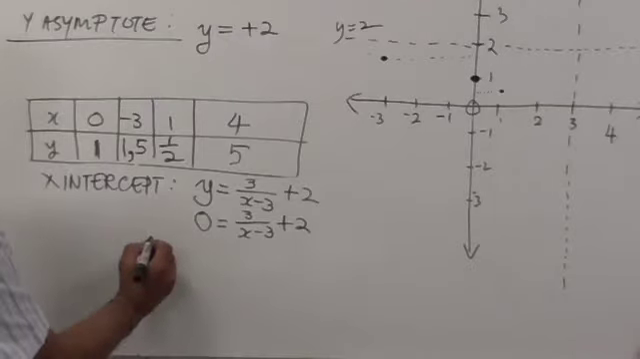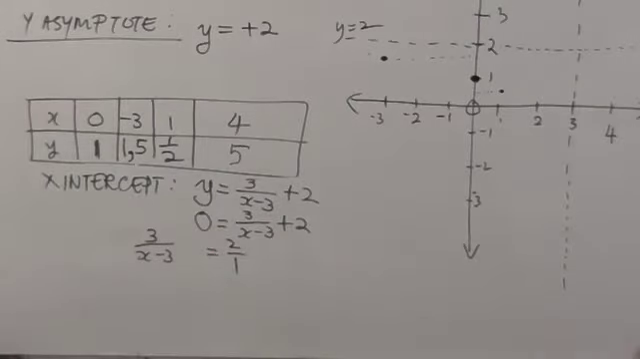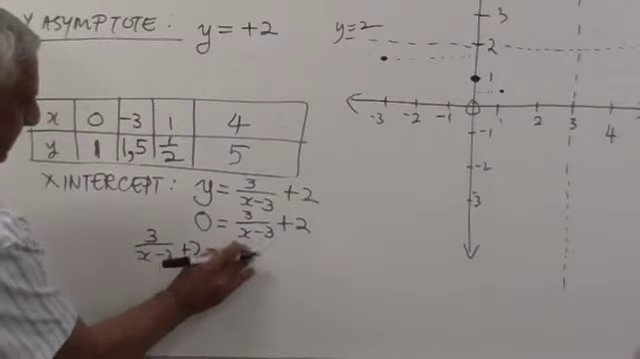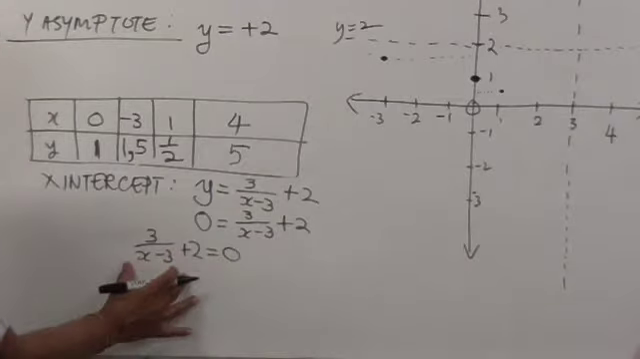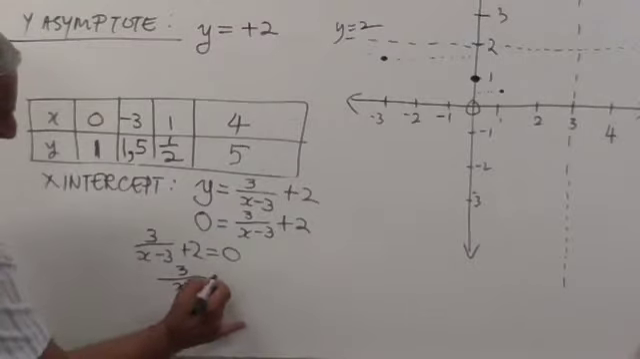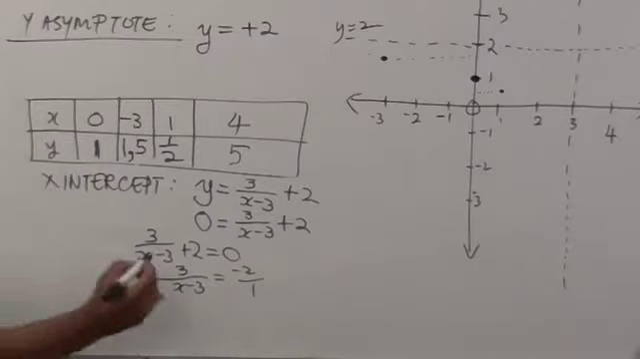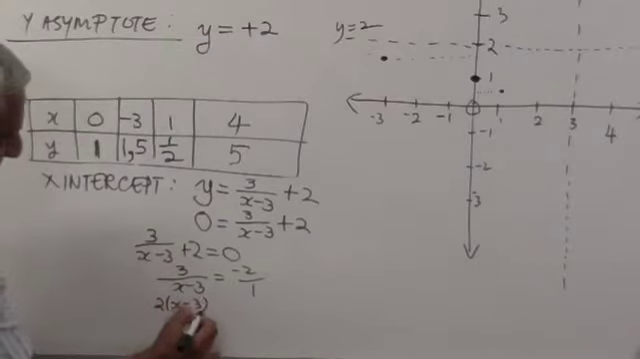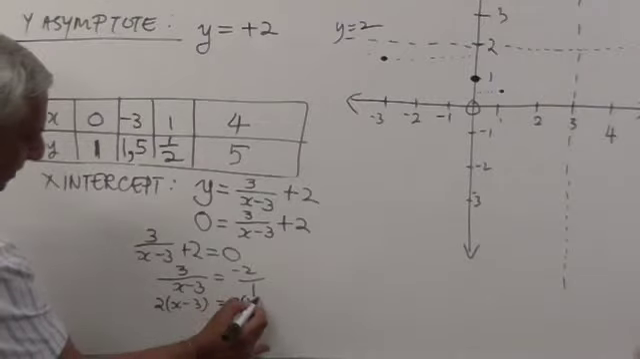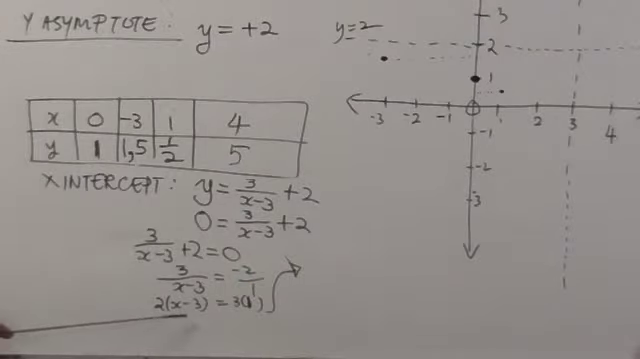Now, let's bring everything this side. 3 over x minus 3 plus 2 is equal to 0. I brought everything from there here. So, now we'll take the 2 on that side. 3 over x minus 3 is equal to negative 2. So that negative 2, I'm going to make it negative 2 over 1. Now you can cross multiply. So you'll end up with 2 into x minus 3 is equal to 3 times 1. Let's take the working there. This will give you 2x minus 6.